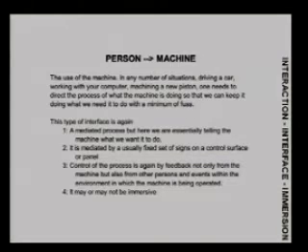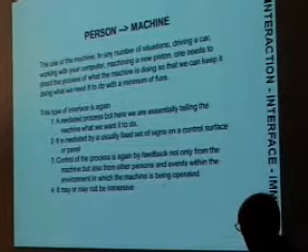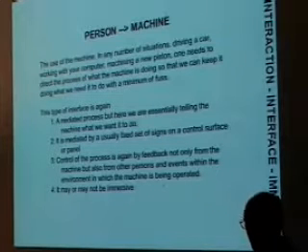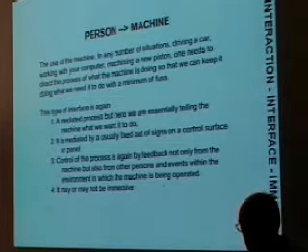This type of interface is, again, a mediated process, but here we're essentially telling the machine what we want it to do. So there's no interaction as such, there's no feedback from the machine as such. It is mediated by usually a fixed set of signs, the kinds of things that the machine is capable of doing. These signs are displayed on some sort of control panel or control surface.